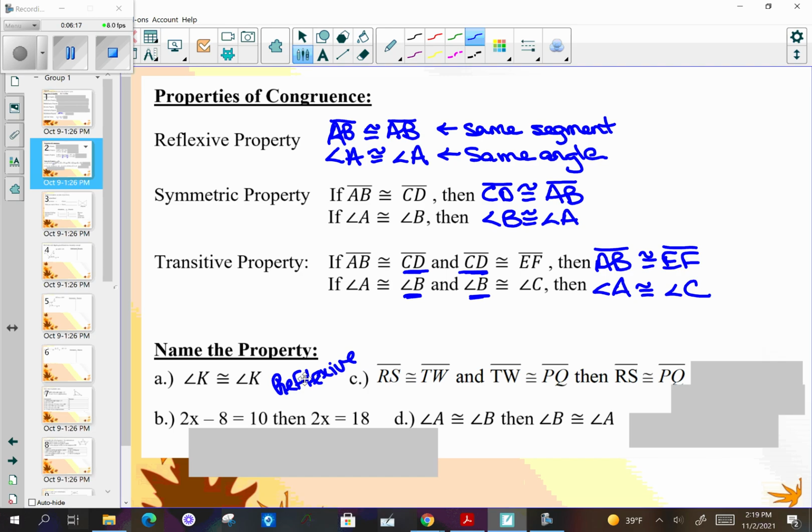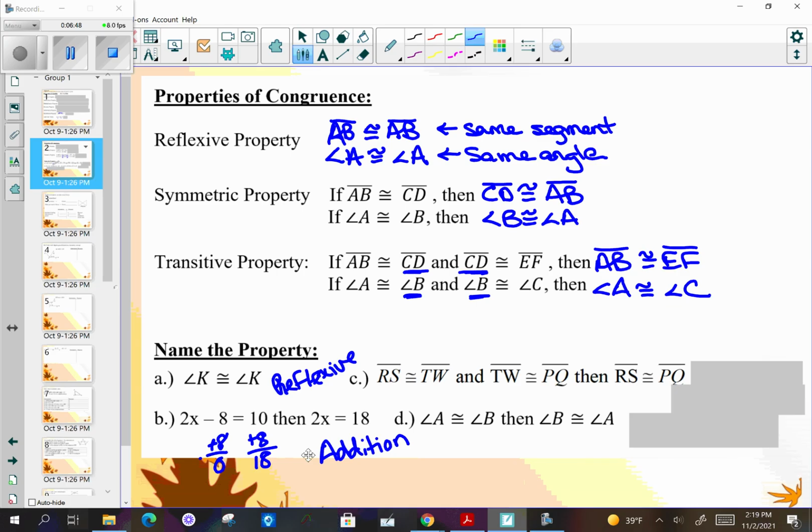Then we have 2x minus 8 is equal to 10. Then 2x is equal to 18. That's the one below it, letter B. Go ahead and pick the right property for that. Hopefully you're doing addition because you had to add 8 to both sides to get that to 2x equals 18. Because the 8 on the left-hand side, if you add 8 to negative 8, you get 0, so you just have 2x on that side, and if we add 8 to 10 on the right, we get the 18.